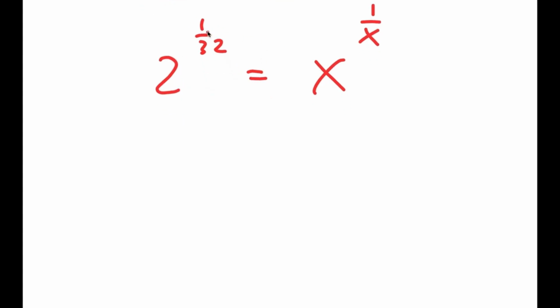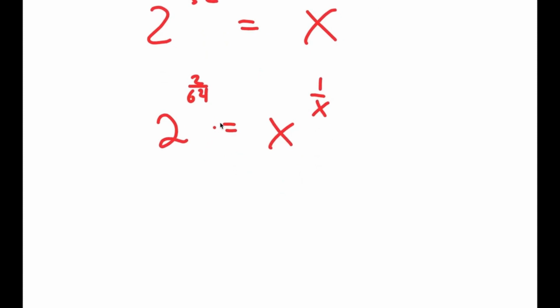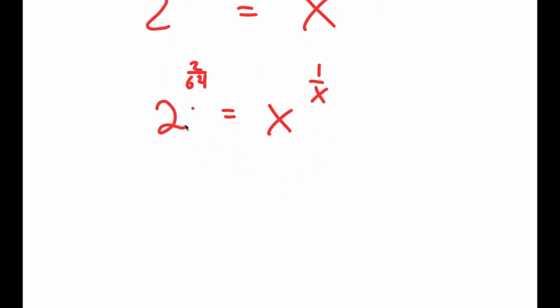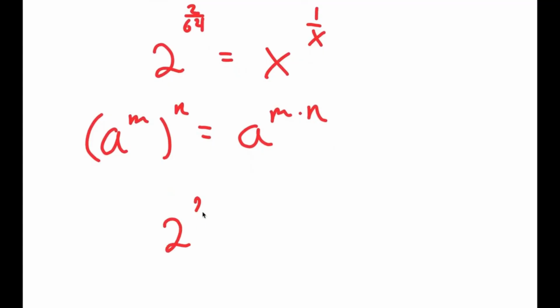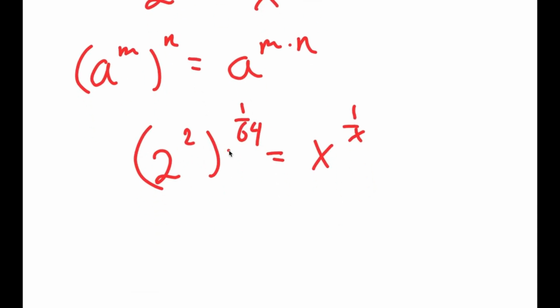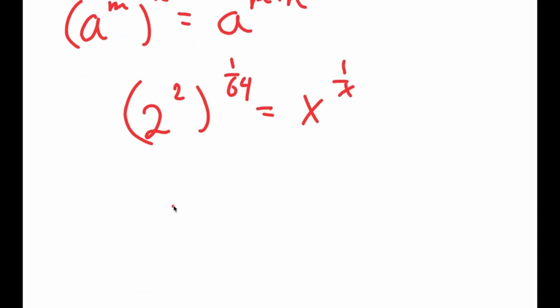Well, what we can do is rewrite 1 over 32 as 2 over 64. And now, remember, if I have something in the form a to the power of n to the power of m, this is equal to a to the power of n times m. So I can reverse this and rewrite this as 2 to the power of 2 to the power of 1 over 64. And 2 to the power of 2 is 4, so I get 4 to the power of 1 over 64 is equal to x to the power of 1 over x.